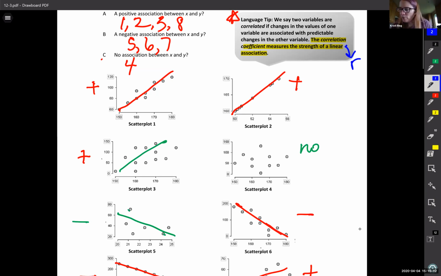So what did I say? It was 0.943. R equals, my screen's standing up, as you can probably tell by my face, so this is a little hard to write.